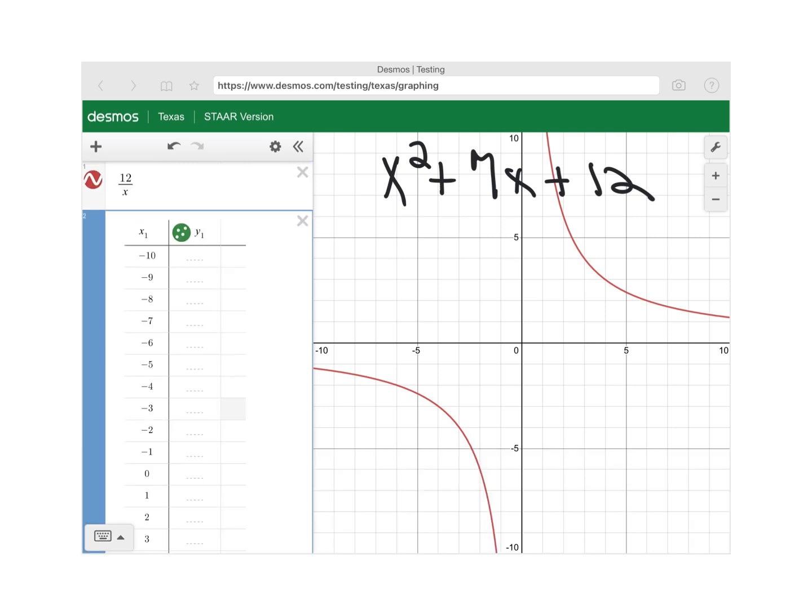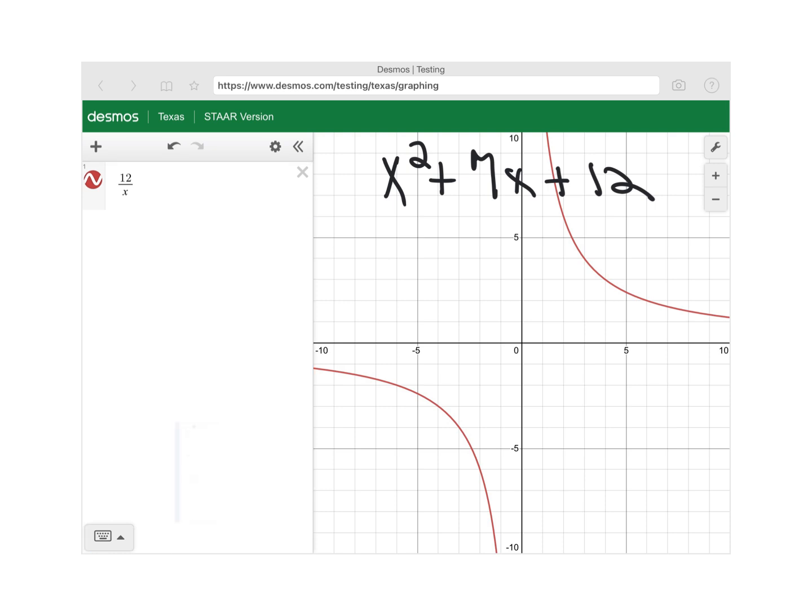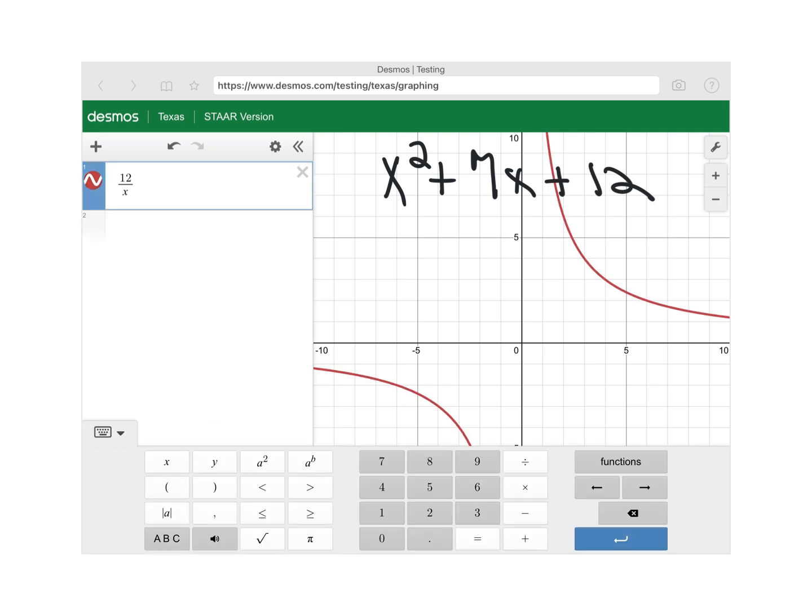All right, what I'm doing on this is showing an example and how to set it up on Desmos. So what you want to do, and I've already gone ahead and done this, but I'll click out of it. You always want to put whatever the third number is, and you want to divide it by X. That's what you're going to type in that top box. So in this particular problem, I typed in 12 divided by X.